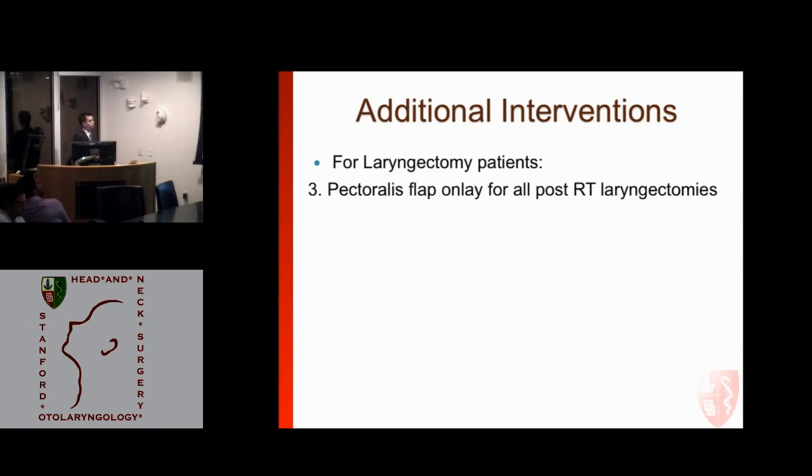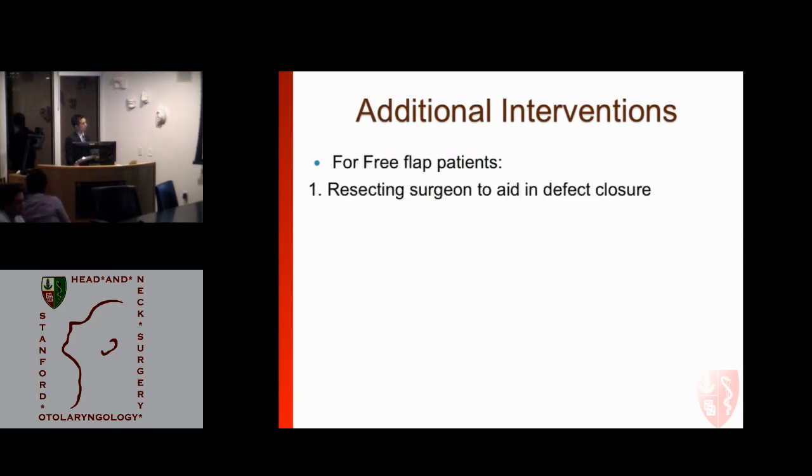So any patient who underwent a laryngectomy and had previously received radiation therapy also received a pectoralis myofascial flap, not a myocutaneous flap, but a myofascial flap. It's just an overlay over the closure that we did. It wasn't part of the pharyngotomy or pharyngectomy closure itself, but an overlay as a second layer of support.